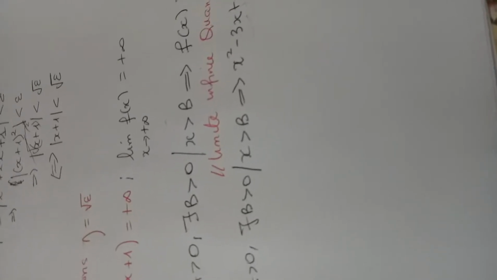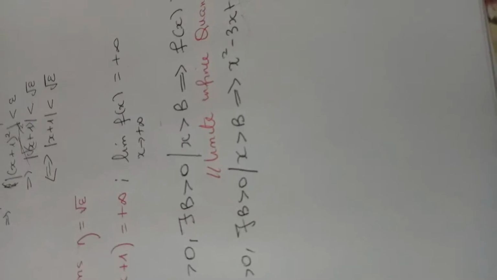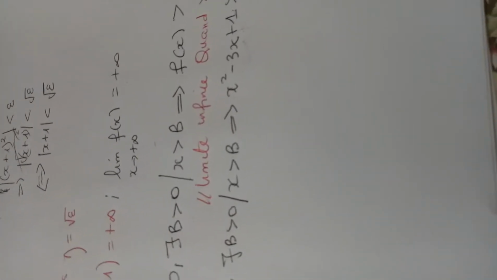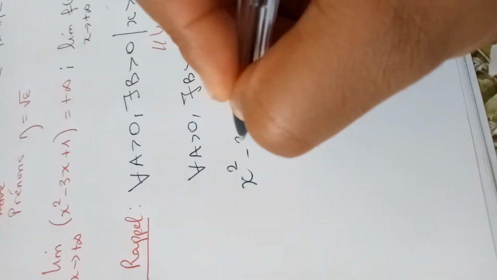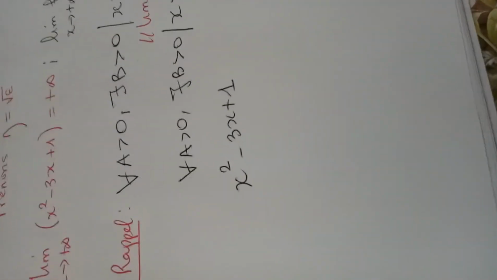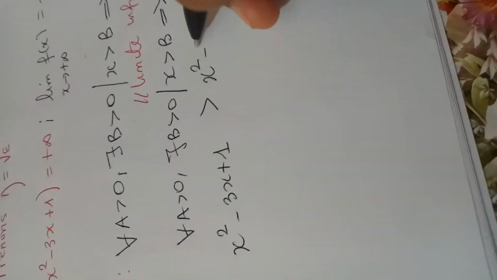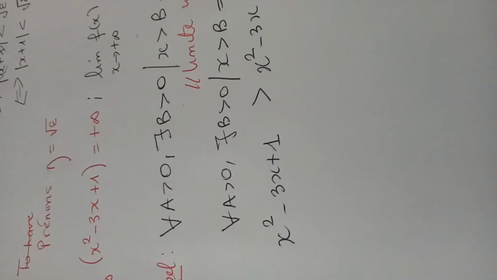It's still in the same, like, should I say, I don't want to use the word domain. I'll just use the word place. So instead of having this, I'll have x squared minus 3x plus 1 is greater than x squared minus 3x. It's true. So we can use that instead.